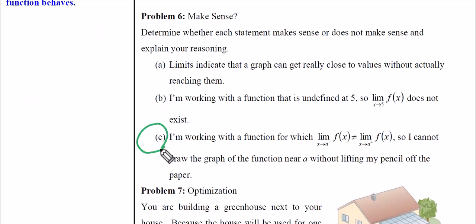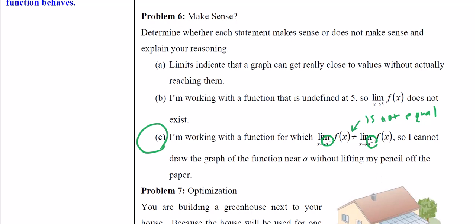Part C, I'm working with a function for which the limit from the left is not the same as the limit from the right. This means not equal, or not the same. So from the left and from the right, they're different. So I cannot draw the graph of a function near a without lifting my pencil off the paper. Oh, you should try this out. This is pretty enjoyable. So check this out.